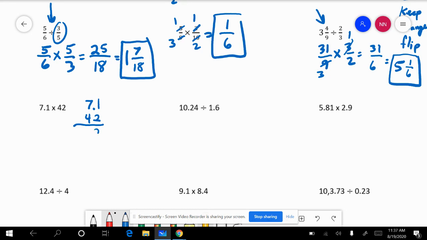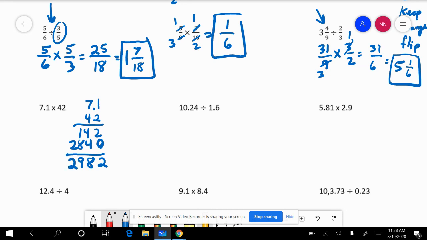2 times 1 is 2. 2 times 7 is 14. I put a 0 as a placeholder because this is a tens digit. So it's not 4, technically it's 40, but we're going to call it 4 because we're putting a 0 here for the 40. 4 times 1 is 4. 4 times 7 is 28. So I have 2, 8, 9, and 2.